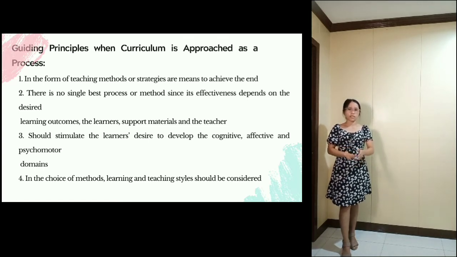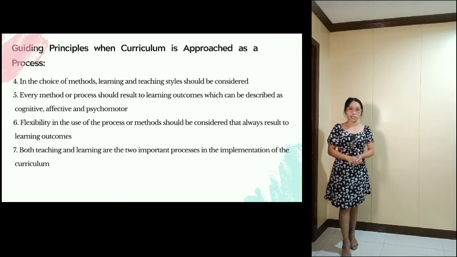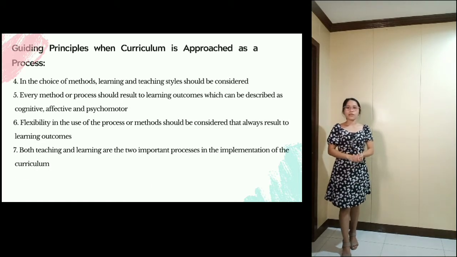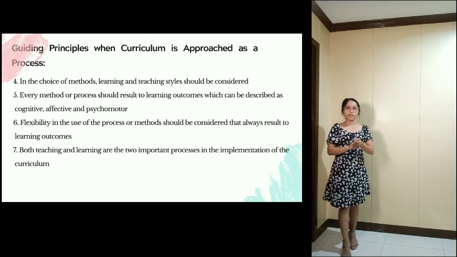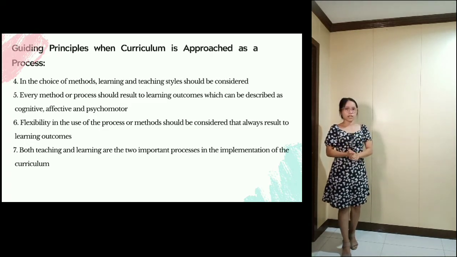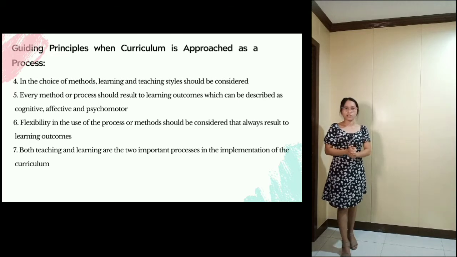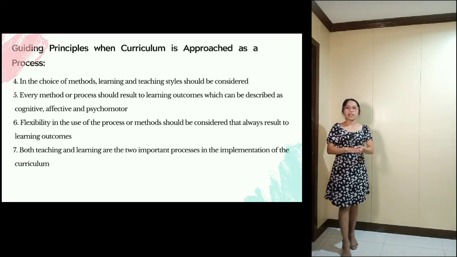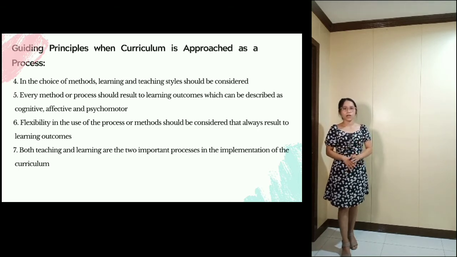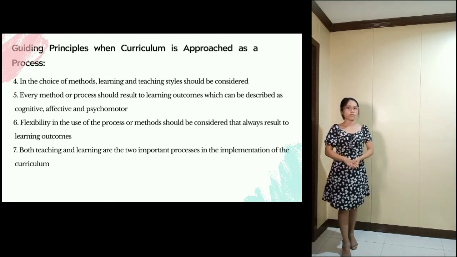Fourth is in the choice of methods. Learning and teaching style should be considered. Fifth is every method or process should result to learning outcomes which can be desired as cognitive, affective, and psychomotor. Sixth is flexibility in the use of the process or methods should be considered that always result to learning outcomes. Last is both teaching and learning are the two important process in the implementation of the curriculum.